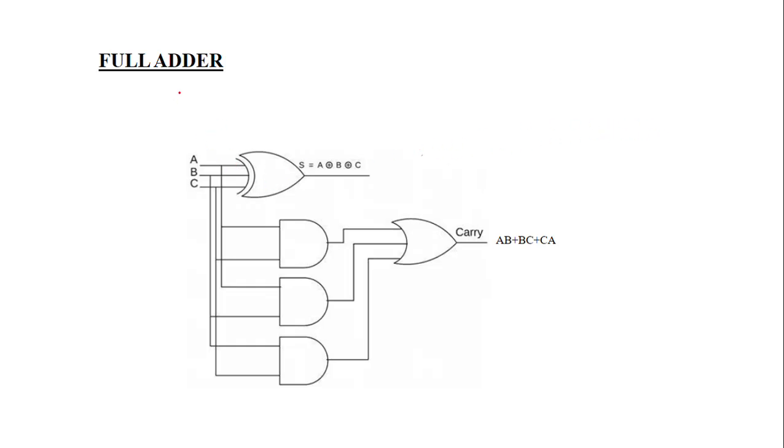First of all, for a full adder, how many inputs are there? There are 3 inputs. What are those? A, B and C. How many outputs do we get? Sum and carry, we get sum and carry.